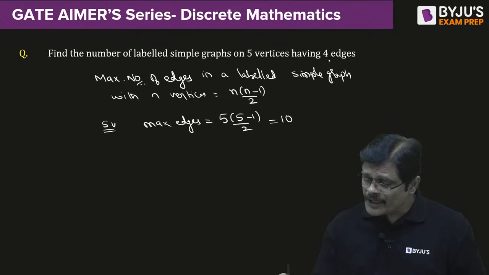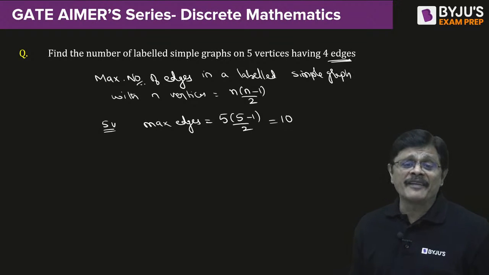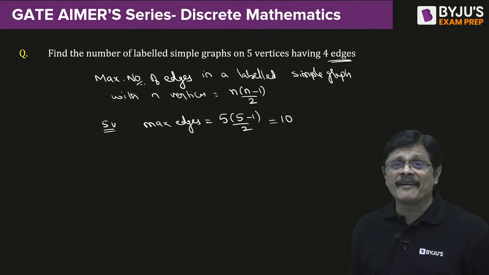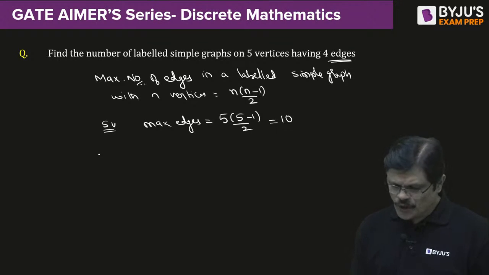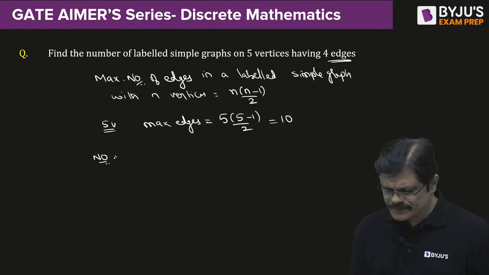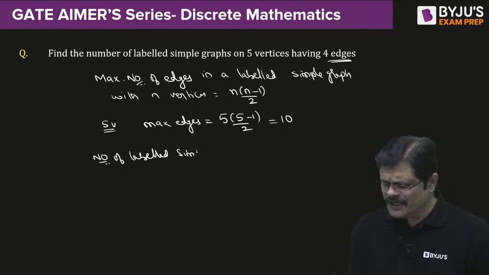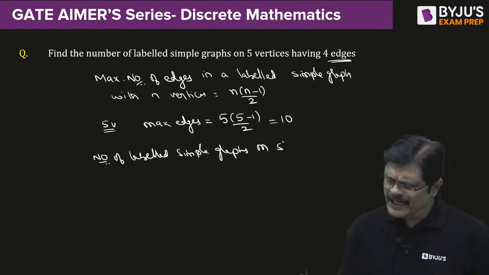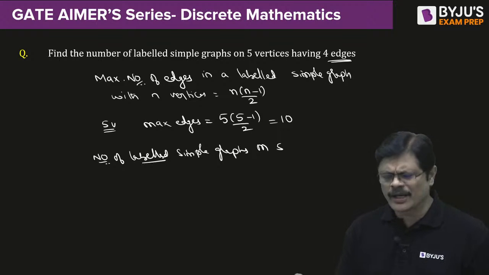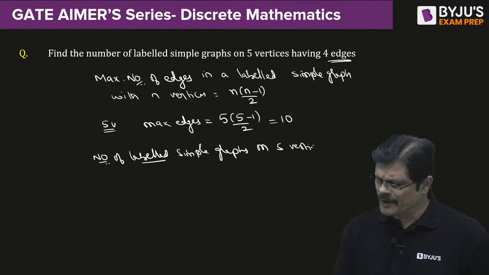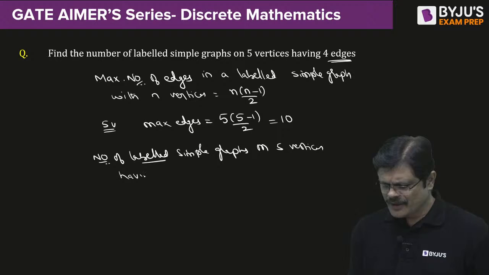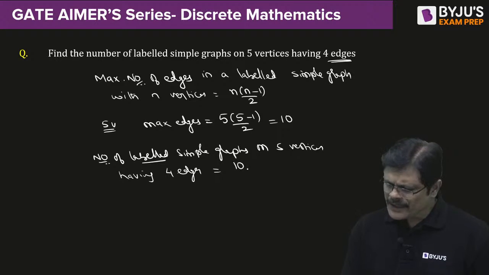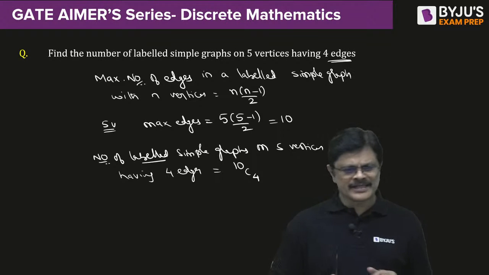But what is it that you want? You want a simple graph having 4 edges. So the number of labeled simple graphs on 5 labeled vertices, because we already mentioned labeled, having 4 edges would be what? From the total 10 edges, you have to select 4 edges.